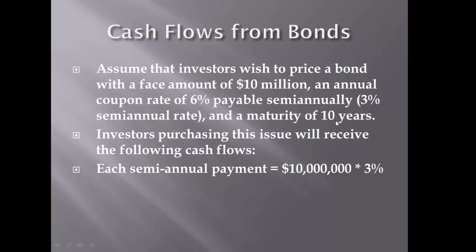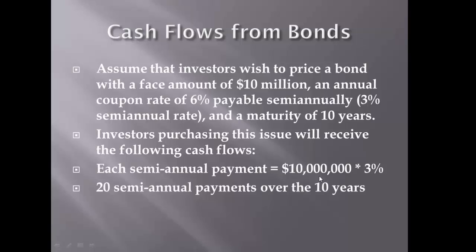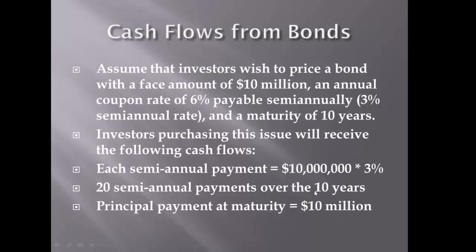Now, investors purchasing or investing in this bond issue will receive the following cash flows. Let's start off with the semi-annual payment. These are interest payments. And how would we calculate this? Semi-annual, every 6 months. They would receive 3% of the face amount, 10 million. We always use the face amount to calculate the interest payment. So there will be 20 semi-annual payments over the 10-year period. And then, of course, the principal payment at maturity.